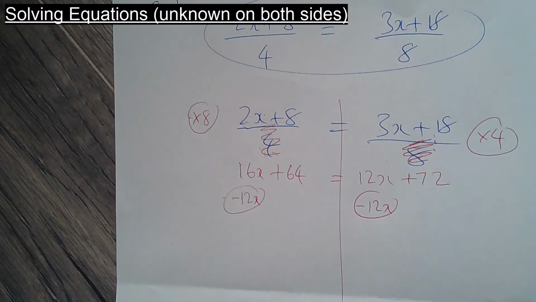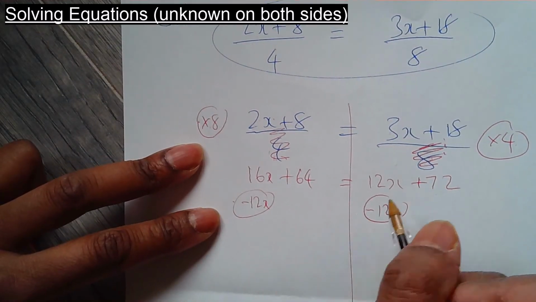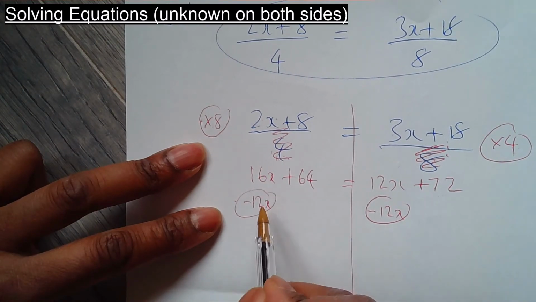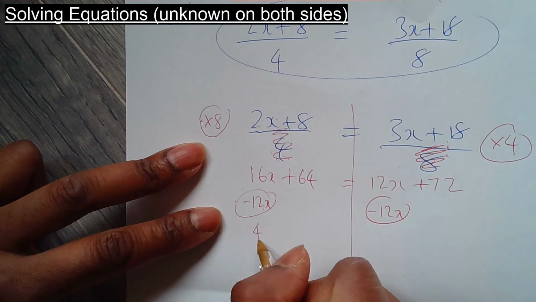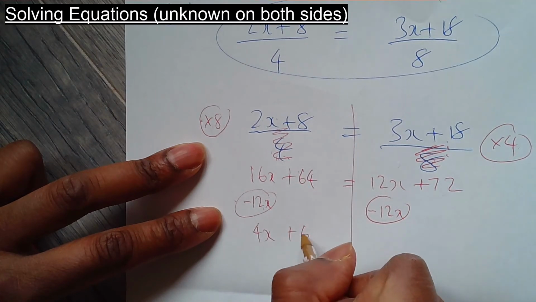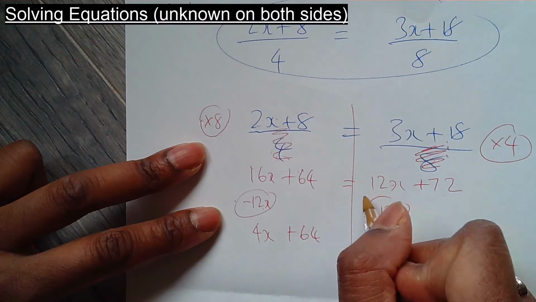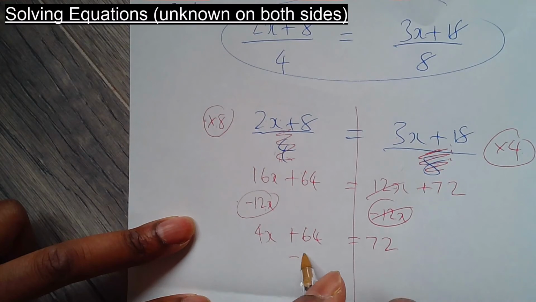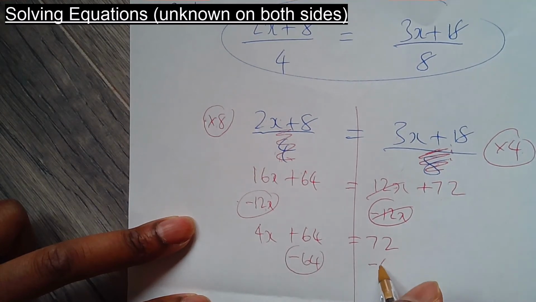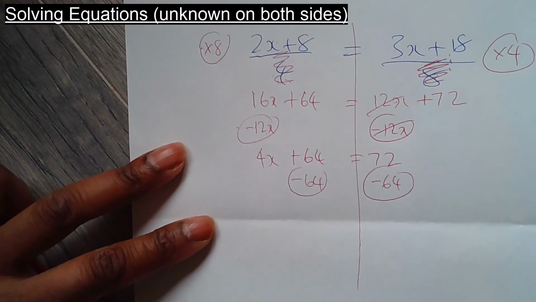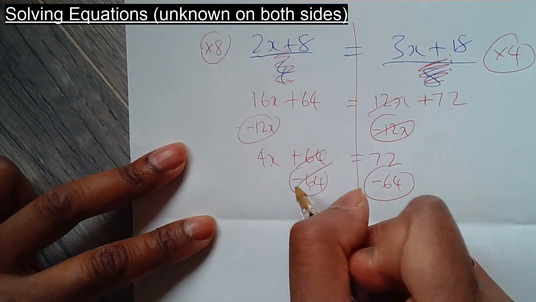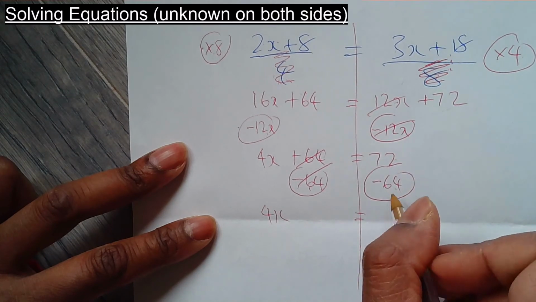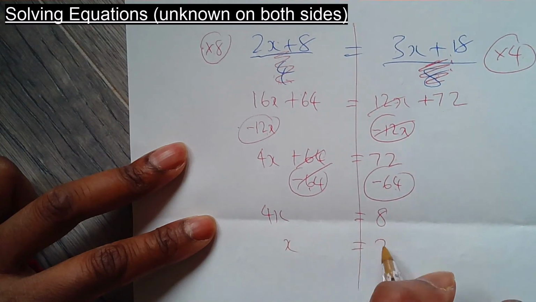Now if you don't prefer that method, you can use the float and ping method, which is what I've been using. So I'm just showing you a different method now. So 16x take away 12x is 4x. You're left with plus 64. 12x take away 12x, they knock each other out, you're left with 72. To get rid of plus 64, take away 64, do the same on the other side. 64 minus 64, they knock each other out, you're left with 4x. And then 72 take away 64 is 8. Therefore x is equal to 2.